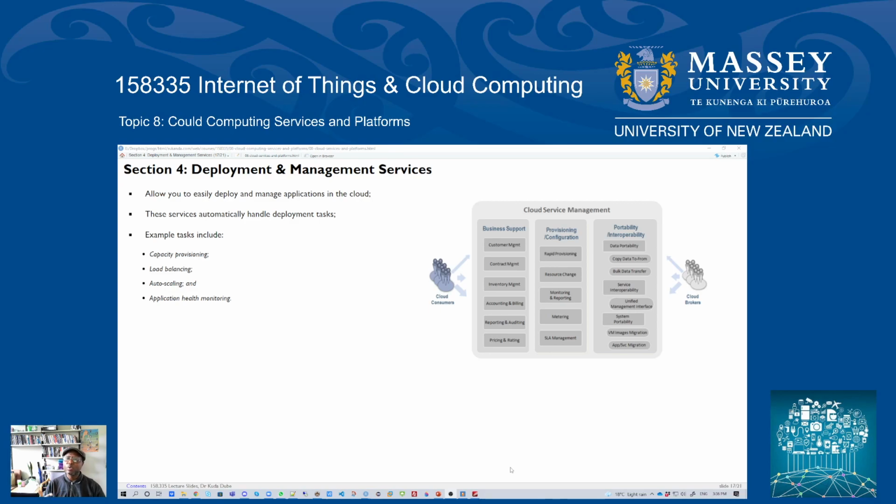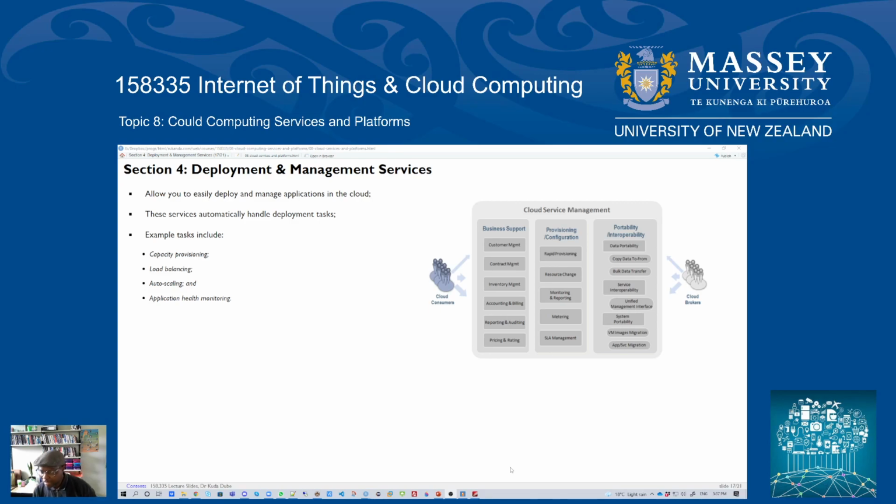Also know what's going on. You need to collect information on what's going on, how is it performing, and so on. So deployment and management services are basically cloud services that allow you to easily deploy and manage applications in the cloud. So they allow automatic handling of deployment tasks. Examples, of course, of such tasks include capacity provisioning, also load balancing, auto scaling, application and health monitoring.